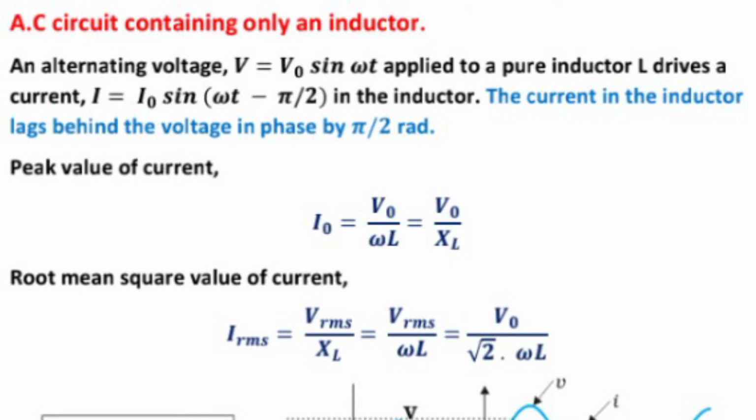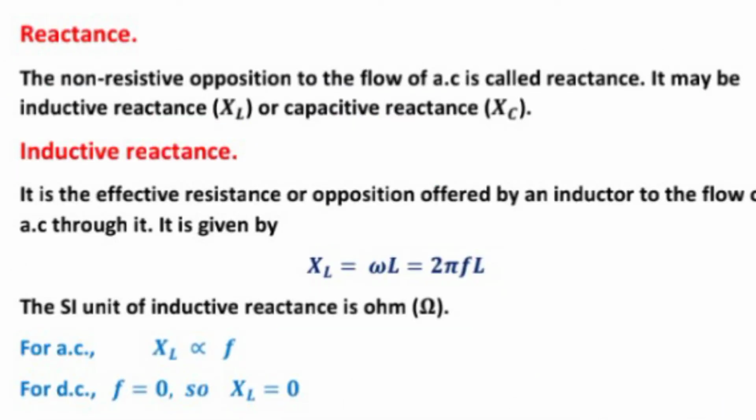Now reactance. The non-resistive opposition to the flow of AC is called reactance. It may be inductive reactance XL or capacitive reactance XC. XL is called inductive reactance and XC is called capacitive reactance. There are two types of reactance: inductive reactance XL and capacitive reactance XC.